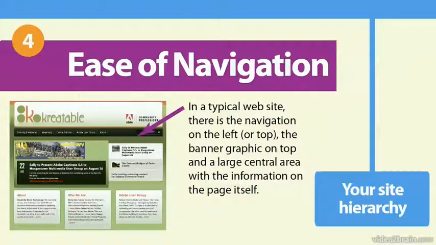So in a typical website, there's the navigation bar. It's sometimes on the left, but it's also sometimes across the top. In the example that you see here, which is my website, the nav bar is underneath the header, but it's a horizontal nav bar, so they can be horizontal or vertical. The banner graphic is usually across the top, and then the large central area in the middle, known as the body of the site, that's where the content is that is the main focus of your page.